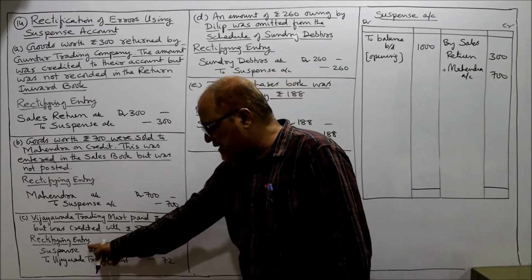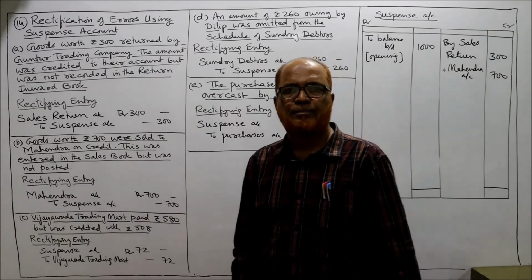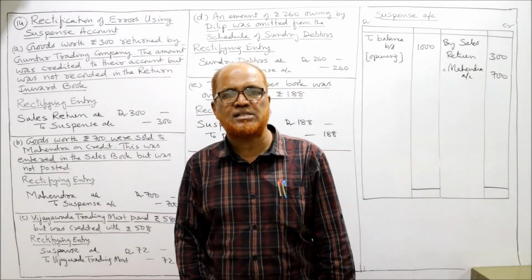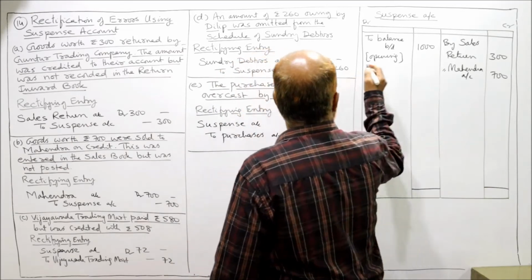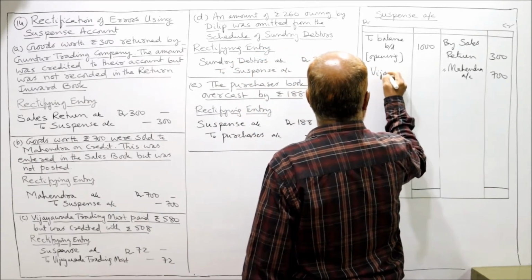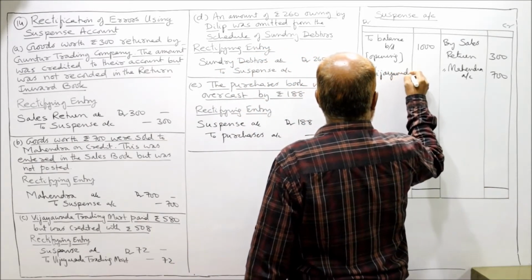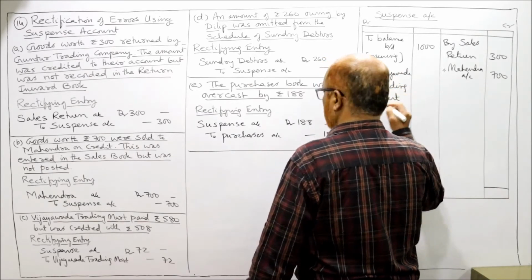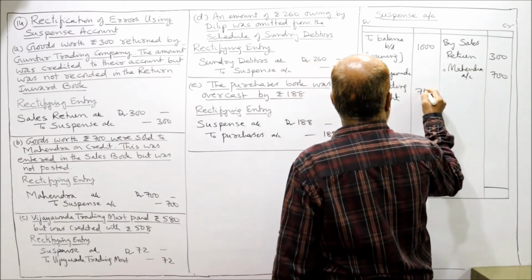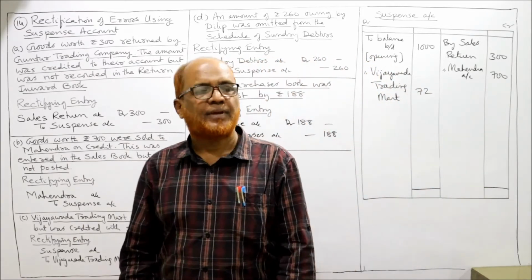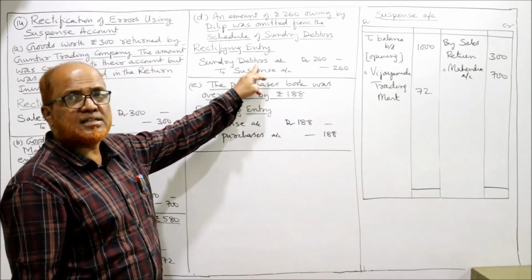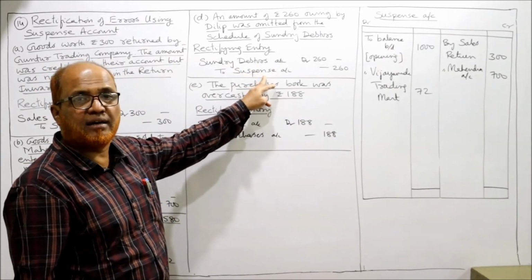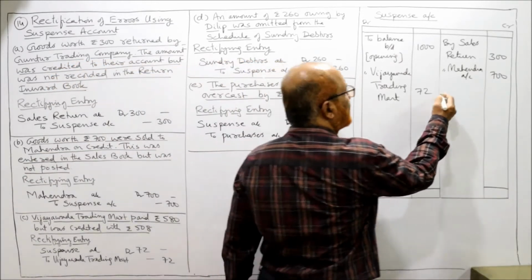Third entry, suspense account debit to Vijayawada Trading Mart. Suspense account is debited. So suspense account debit side, to Vijayawada Trading Mart. How much? 72 rupees. The next entry is sundry debtors account debit to suspense account. So suspense account is credited, on the credit side, by sundry debtors.